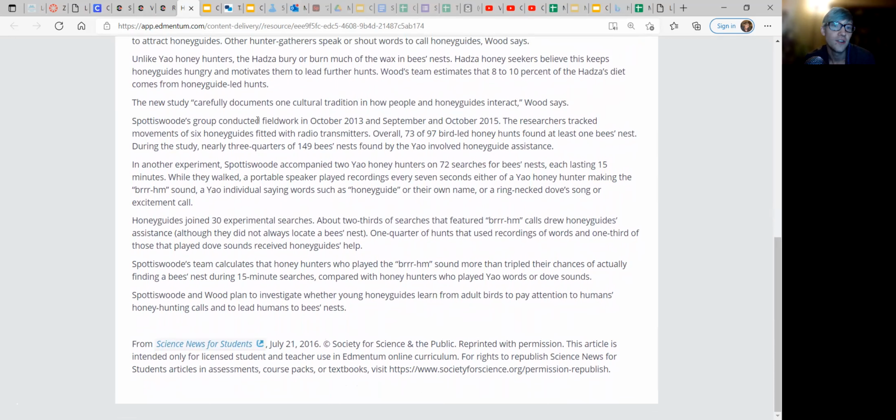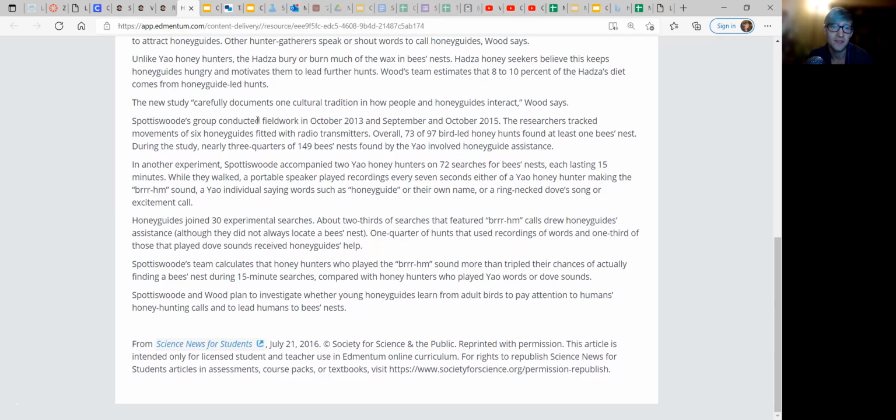Spottiswoode's group conducted fieldwork in October 2013 and September and October of 2015. The researchers tracked movements of 6 honeyguides fitted with radio transmitters. Overall, 73 of 97 bird-led honey hunts found at least one bee's nest. During the study, nearly three-fourths of 149 bees' nests found by the Yao involved honeyguide assistants.